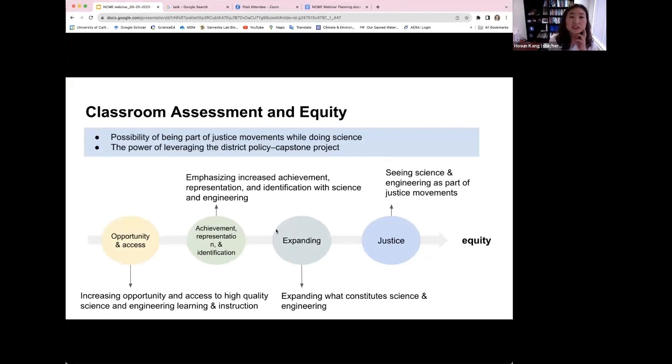The work is still in progress, but what I learned is that it is possible to be part of a justice movement through science, while helping students do science. I also learned the power of leveraging district policy when the district is on board with creating kinds of assessment that allow teachers to engage in different forms of assessment. It opens up a lot more opportunity for so many educators who are dedicated to bringing equity and justice, so we can do a lot more creative work.